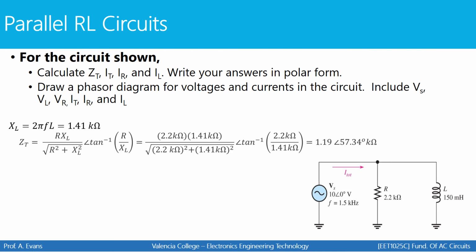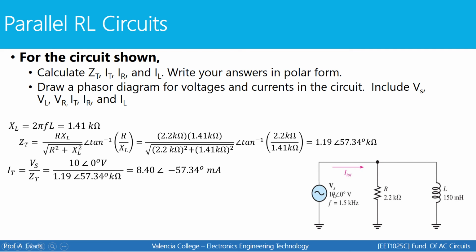Once you have that, you can calculate total impedance using the formula provided on the previous screen. We're going to plug in our values for R and XL, and we're going to calculate the total impedance to be 1.19 at an angle of 57.34 degrees kiloohms. Now that you have the total impedance, calculate the total current. The voltage for the source was given as 10 at an angle of 0. Divide that by your impedance to get your total current.